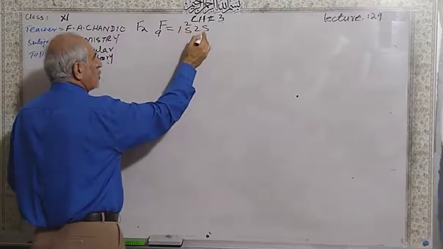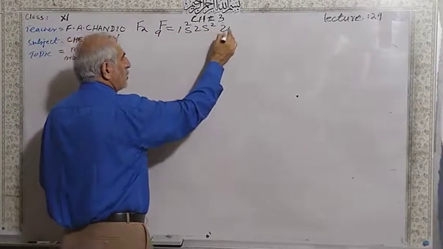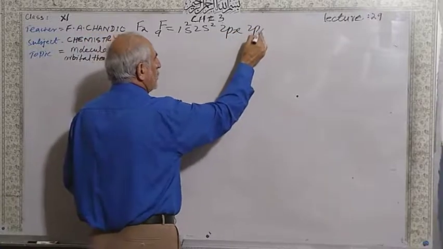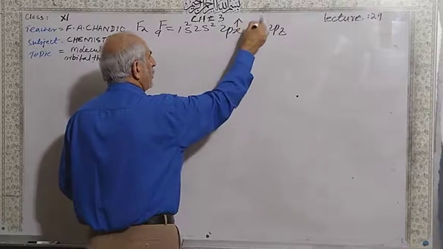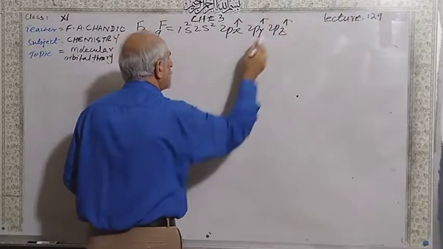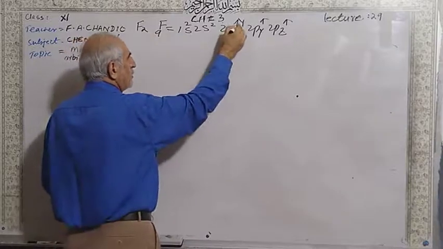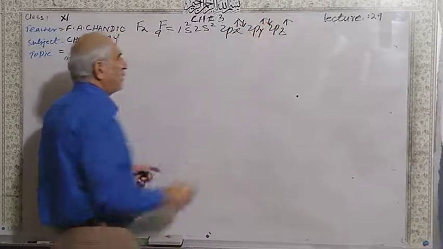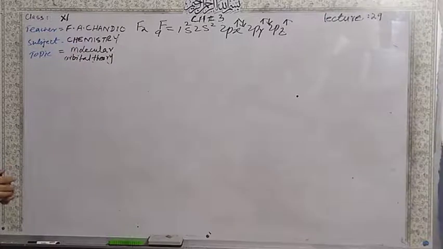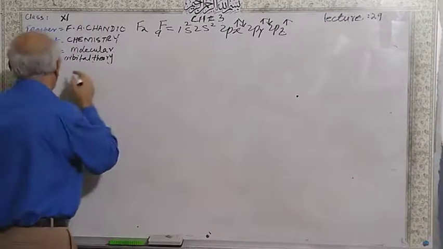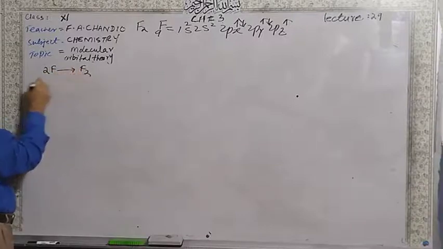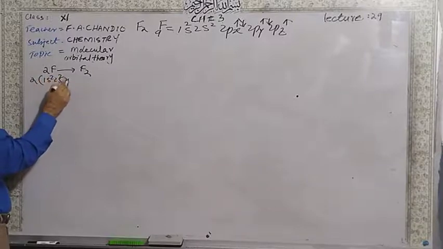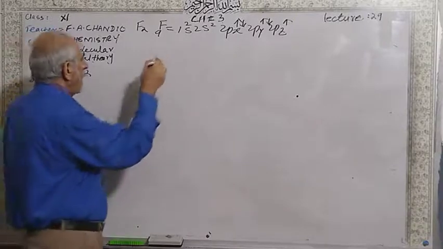1s2, 2s2, 2px, 2py, 2pz. Now this one, 4, 3, 7, 8, 9. In the p there are 5 electrons. So fluorine, 2 atoms give a fluorine molecule, and the electronic configuration is 1s2, 2s2, 2p5 like this.